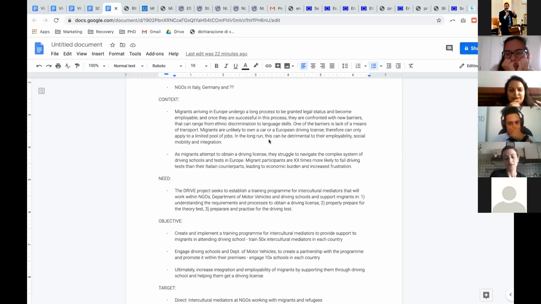Okay, and you're thinking to create two different programs because for some people their driving license is not recognized, but they know how to drive, and there are others who come to the new country but don't have the driving license, so they need to start from zero. So would you focus on both of them or just on one of these sub-target groups?